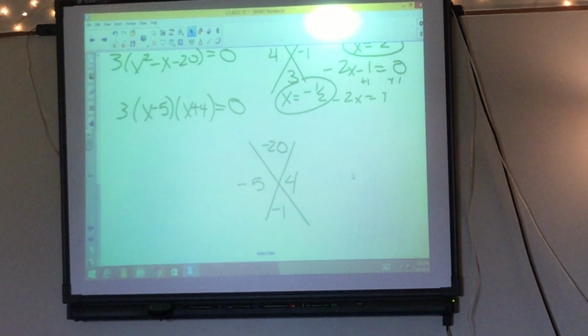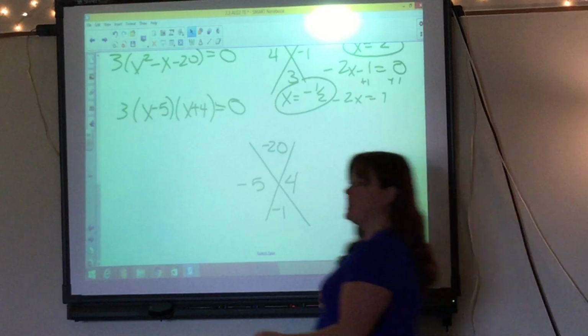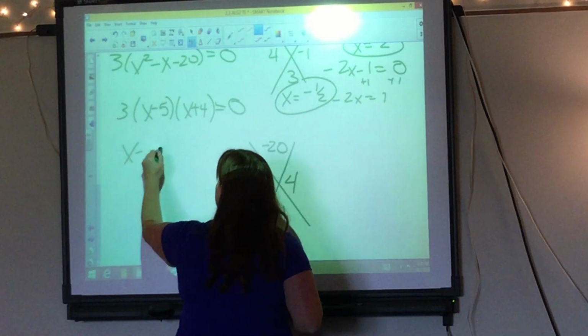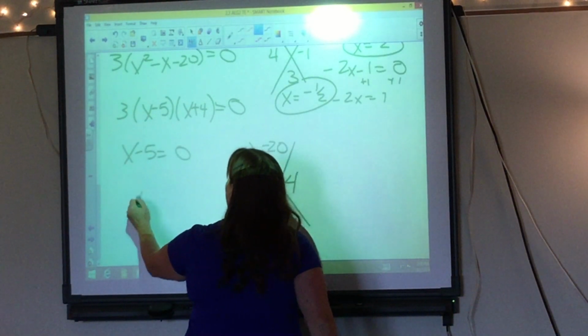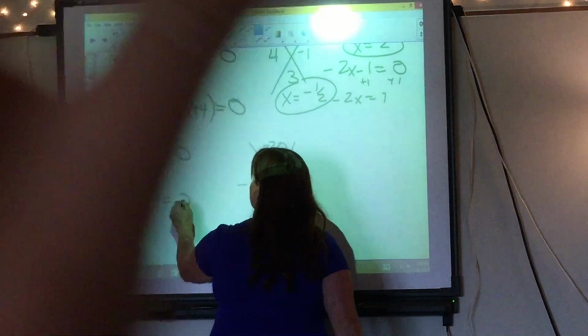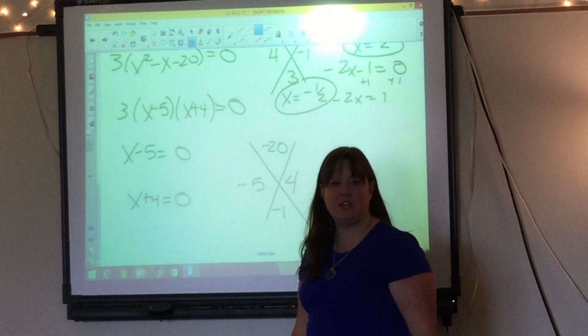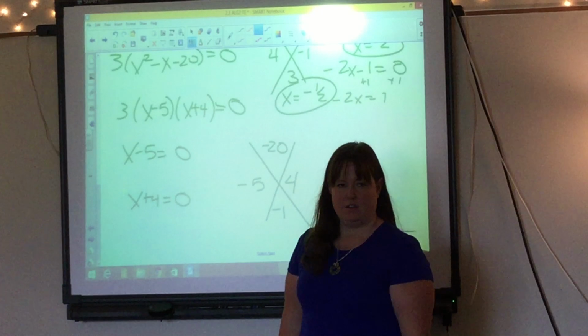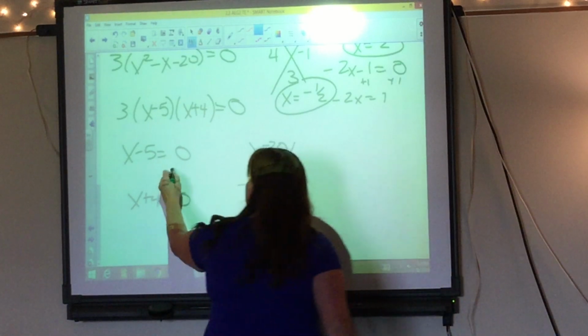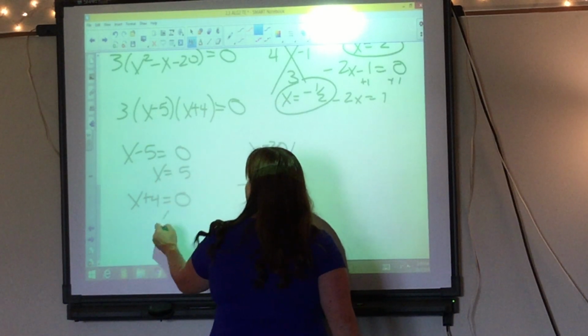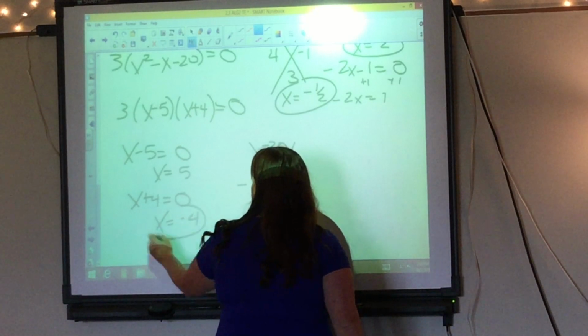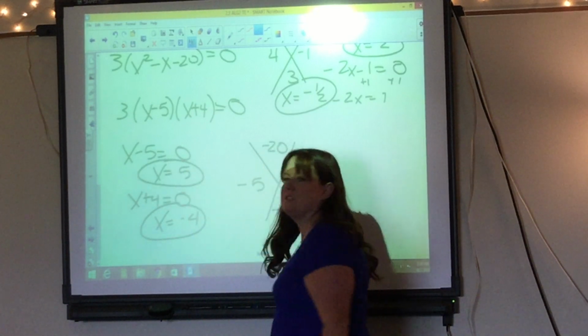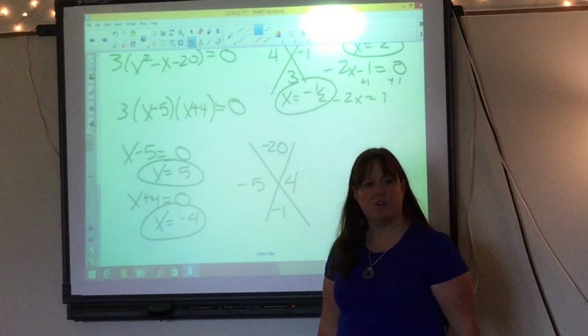So if we went right back to this, basically, where did my pencil go? Either x minus 5 has to equal 0, or x plus 4 has to equal 0, for the whole thing to equal 0, right? Yes. So x would be -4. So at x equals 5 and at x equals -4, this parabola equals 0, which means it crosses the x-axis. Then what do you do with the 3?